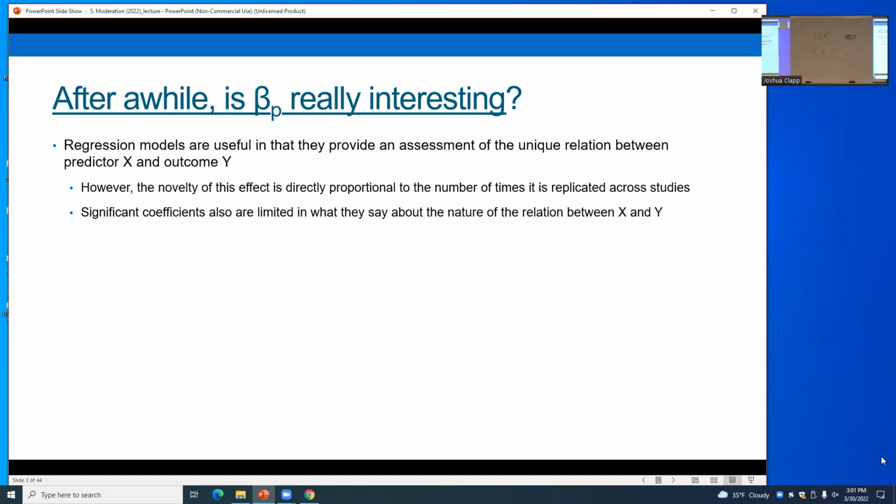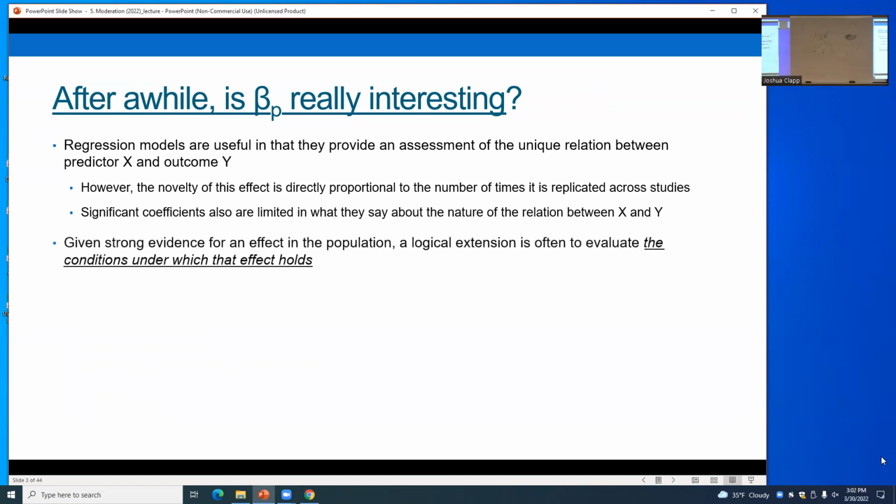I haven't done anything interesting with this because everybody knows that it is. And so in my set, PTSD is related to social support, no one cares anymore, okay? So one, it can get boring. And then two, our coefficients are limited in what they say about the relationship between X and Y, right? It says, yes, these two things are related, but the question is, are these always related, always in the same way forever and for always, okay?